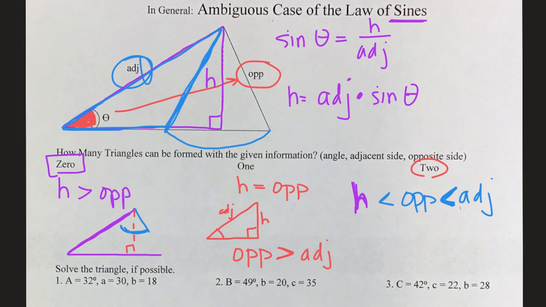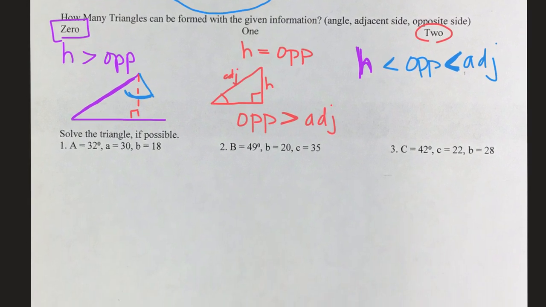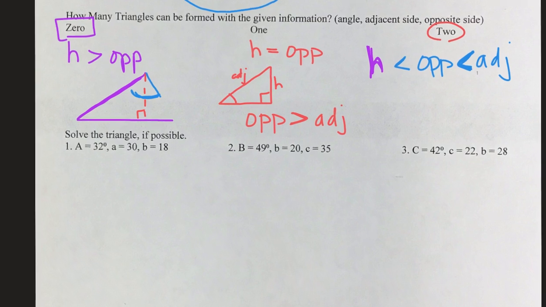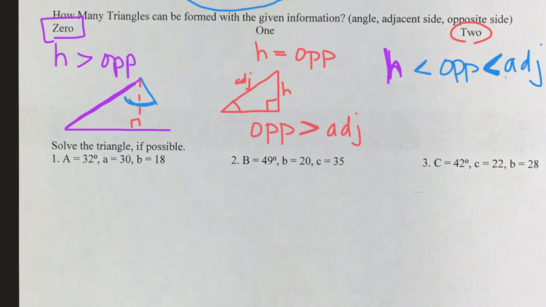Okay, so in general, that's what we're going to do. We are going to test to see how the height compares to your sides. Solve the triangle if possible, it says. So it might not be possible, right? Zero triangles means it's not possible. So let's first label our triangle.